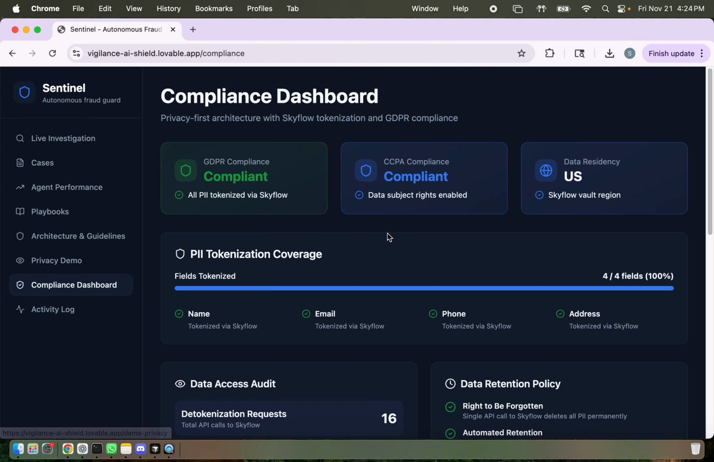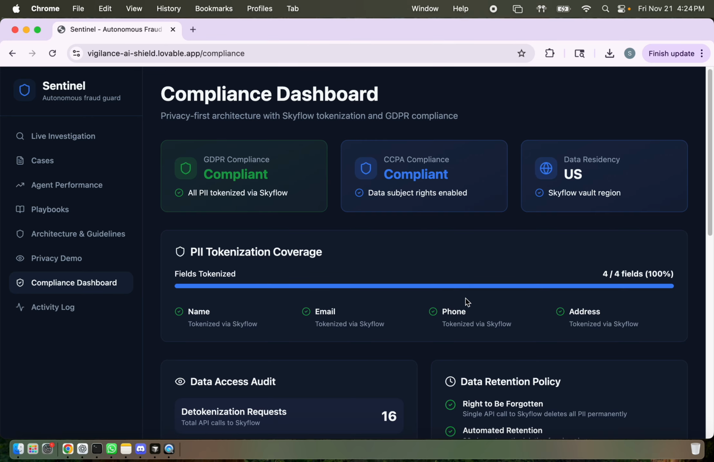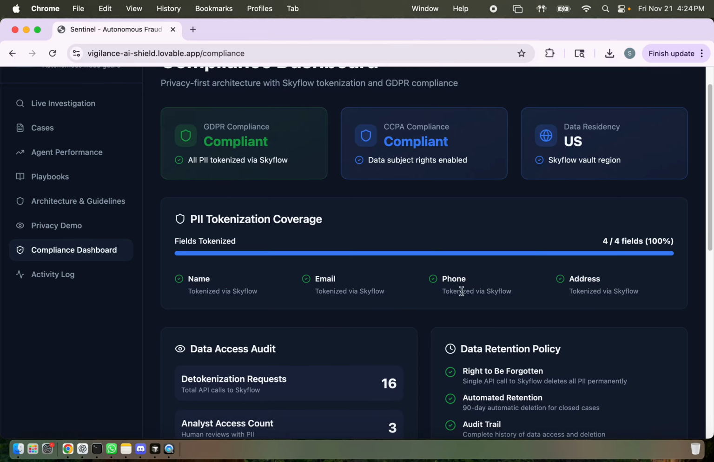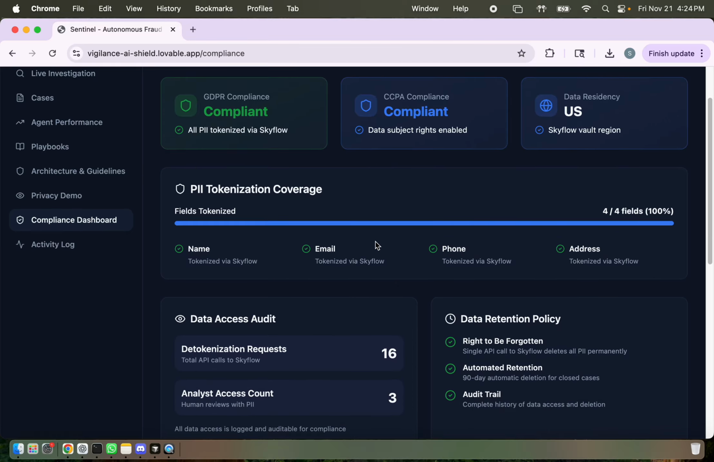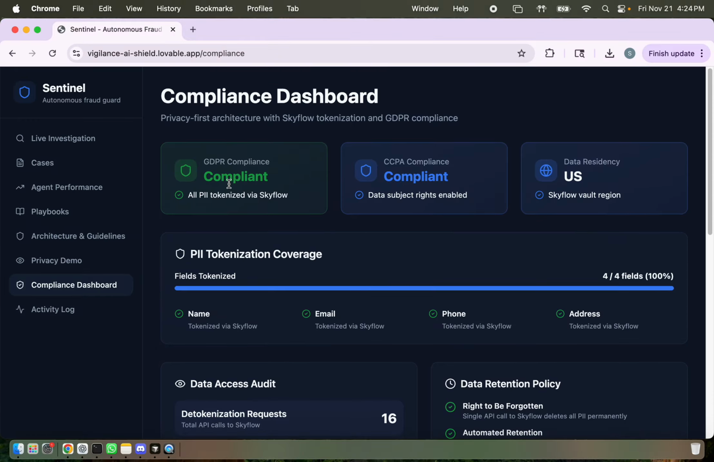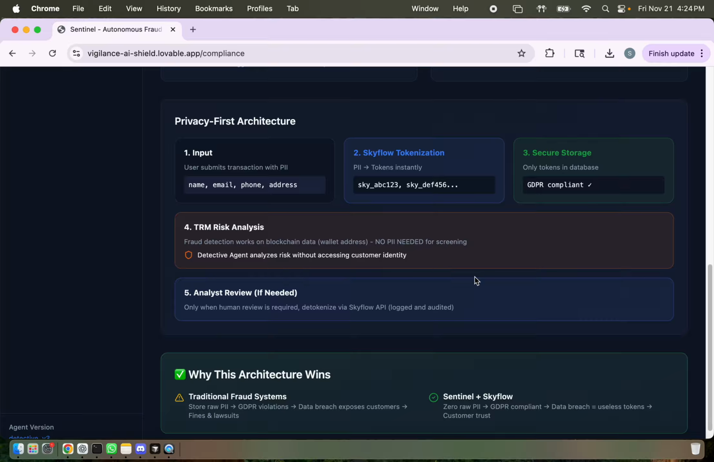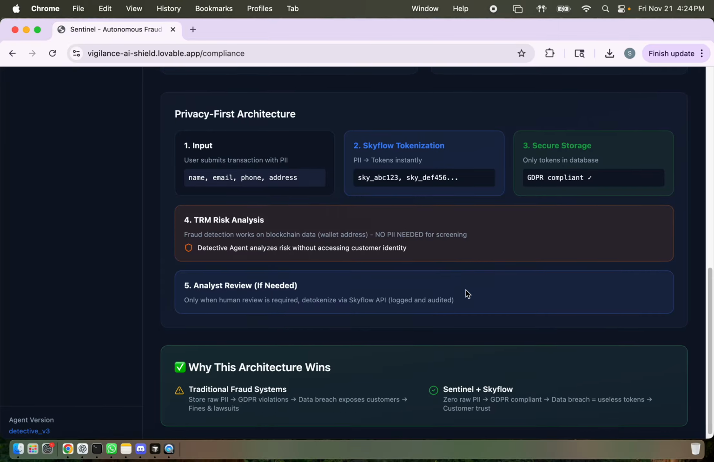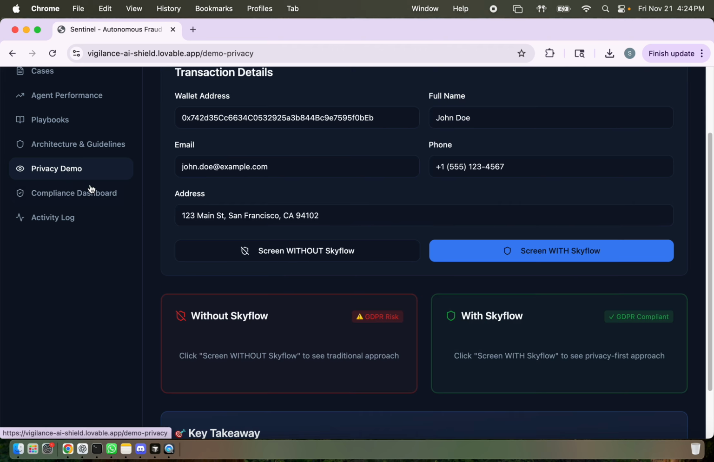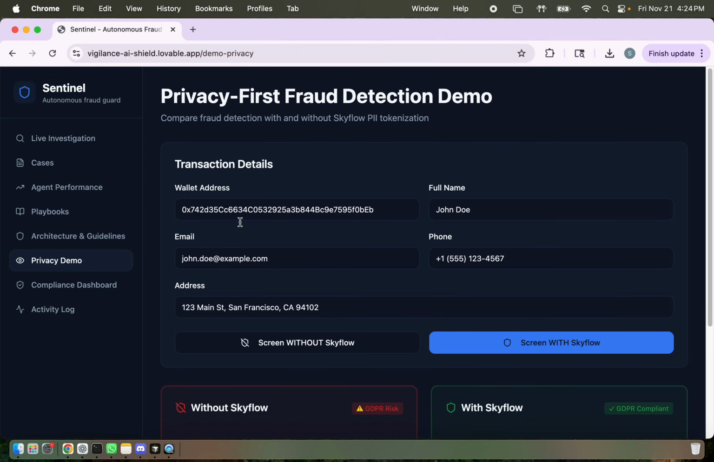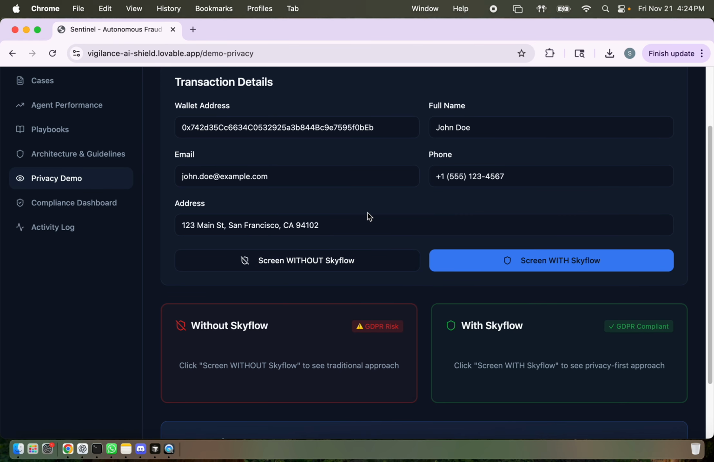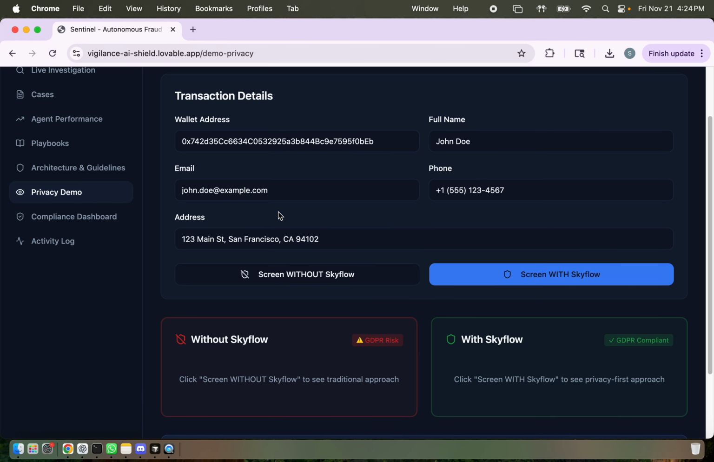And we have a compliance dashboard, which is leveraging Skyflow to tokenize all the personally identifiable information. So even in case of a breach, this personally identifiable information is not available, because it is being stored as a token. It is showing to be GDPR compliant. The data residency is in the US, and there are workflows which can be with Skyflow and without Skyflow. Without Skyflow, it's at a GDPR risk with all this personally identifiable information. With Skyflow, all that will be tokenized.